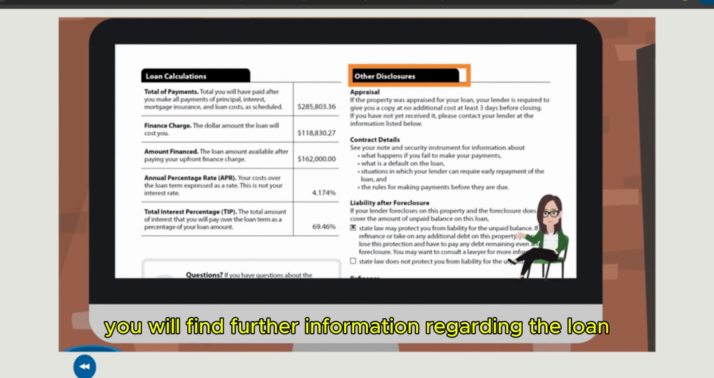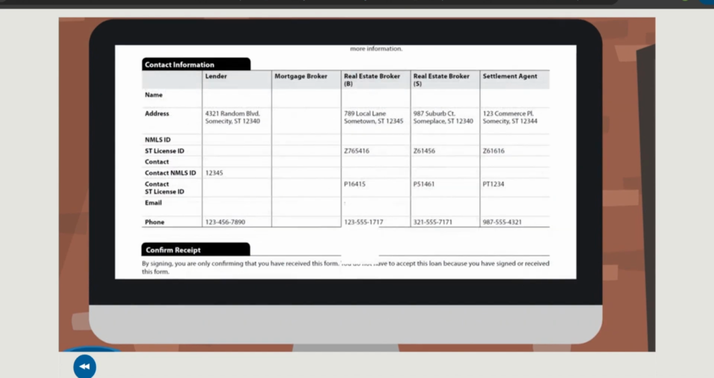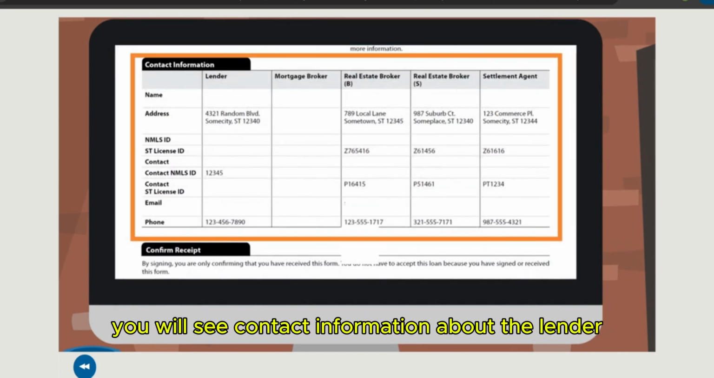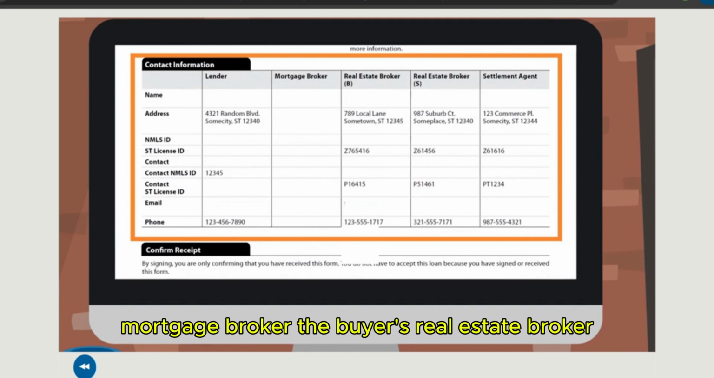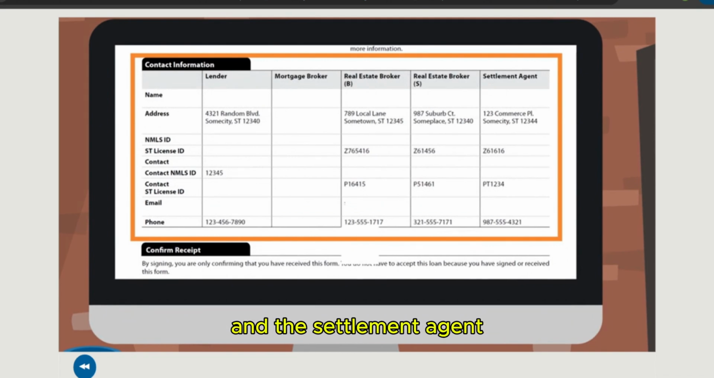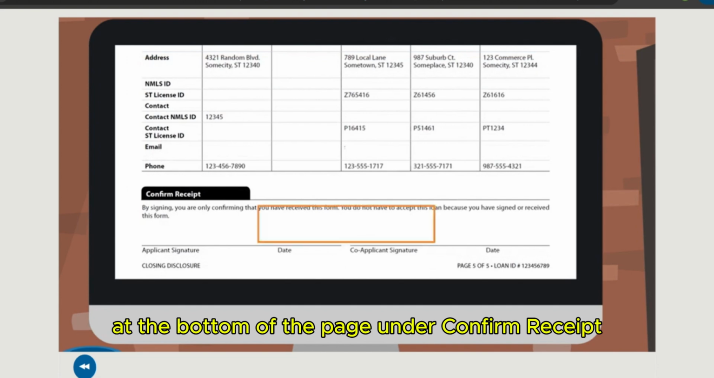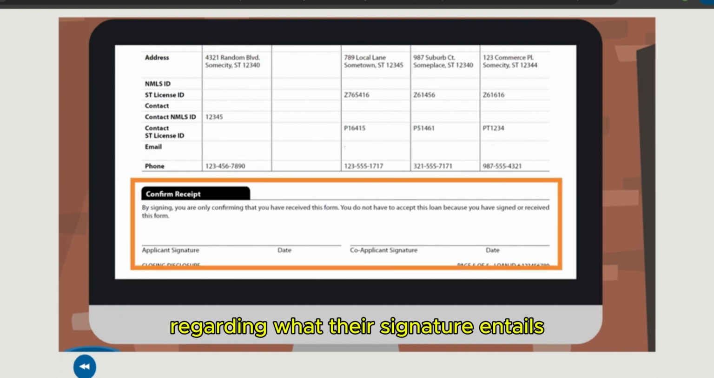Under other disclosures, you will find further information regarding the loan. Finally, under contact information, you will see contact information about the lender, mortgage broker, the buyer's real estate broker, the seller's real estate broker, and the settlement agent. At the bottom of the page under confirm receipt, there is some information for the borrower regarding what their signature entails and applicant and co-applicant signature lines.